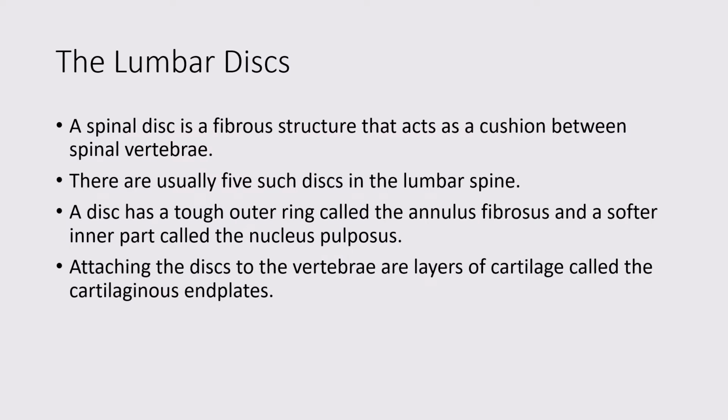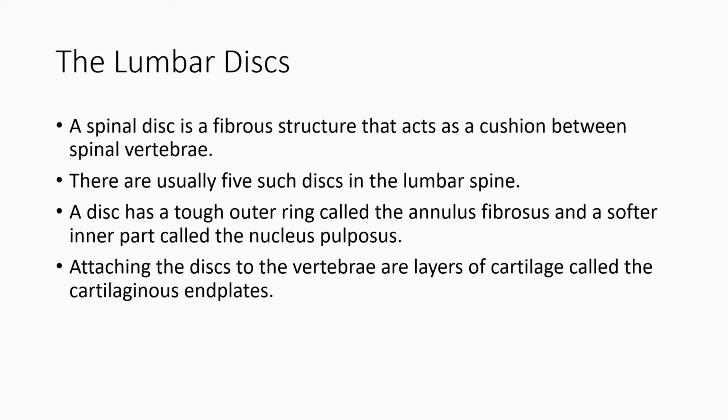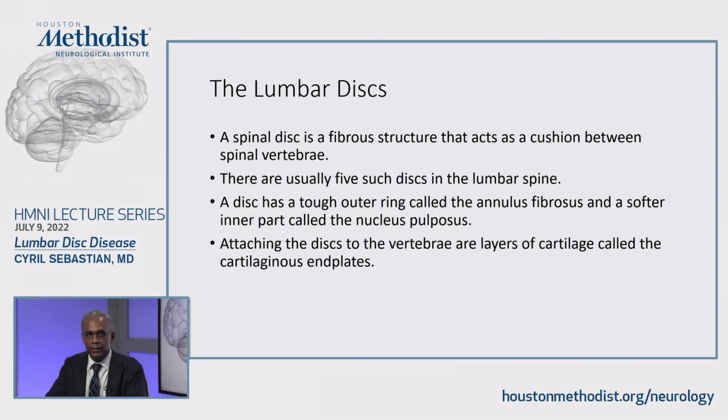So to start off with, I will go over a little bit about the anatomy of the spine. A spinal disc is a fibrous structure that acts as a cushion between the spinal vertebrae. There are many discs throughout the spine, but in the lumbar spine, in your lower back, there are usually 5 such discs. Each disc has two main parts: a tough outer ring called the annulus fibrosus, and a softer inner part called the nucleus pulposus, which acts as the cushion of the disc. Attaching the disc to the vertebrae are layers of cartilage called the cartilaginous end plates.